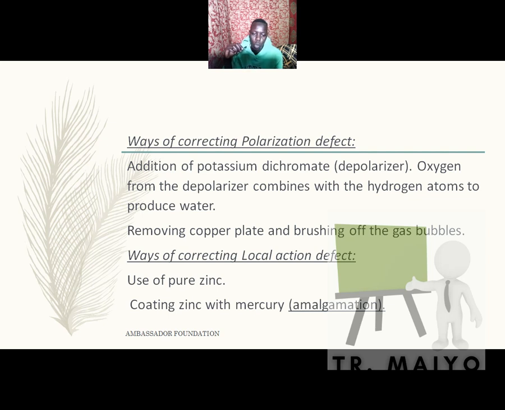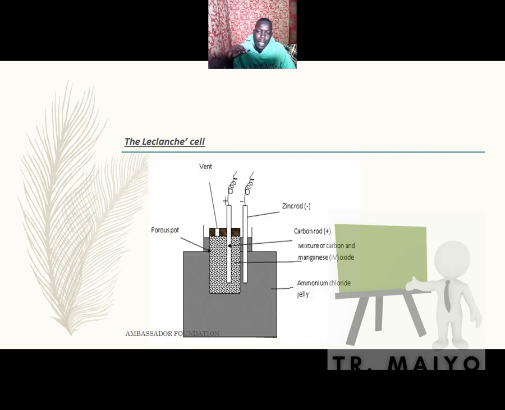What about local action? I've said local action is the eating away of zinc. How can we improve it? By using pure zinc. That's the main way. The other one is coating zinc with mercury, famously known as amalgamation. That was a simple cell.